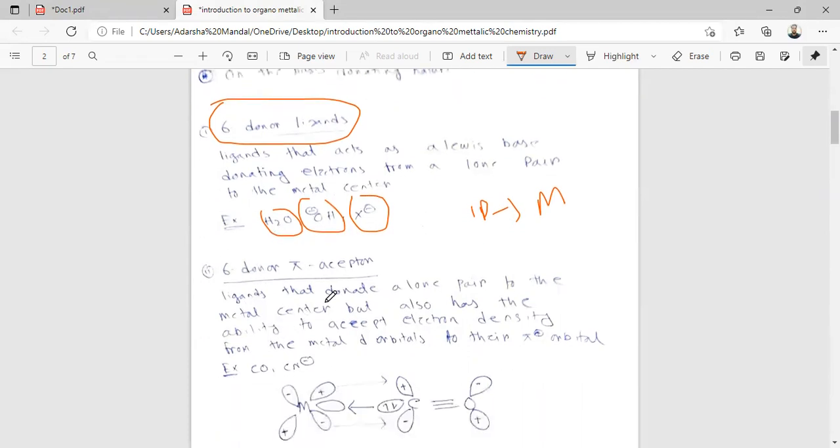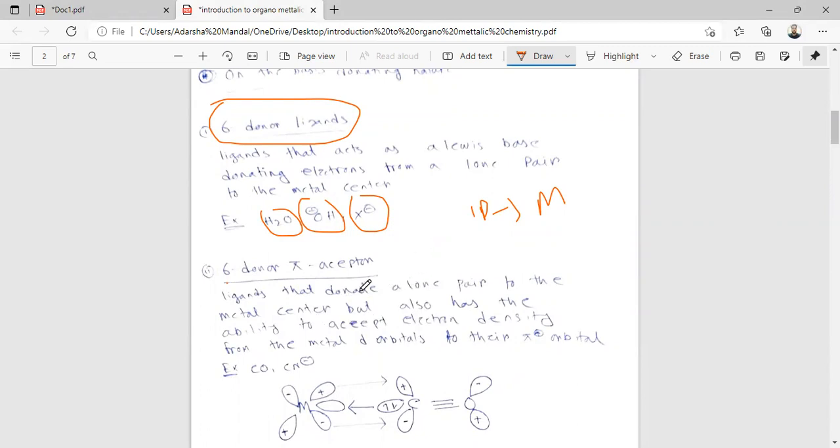And the second one is the sigma donor and pi acceptor. This ligand donates a lone pair to the metal center, but it also has the ability to accept electron density from the metal d orbital into its empty pi orbital.